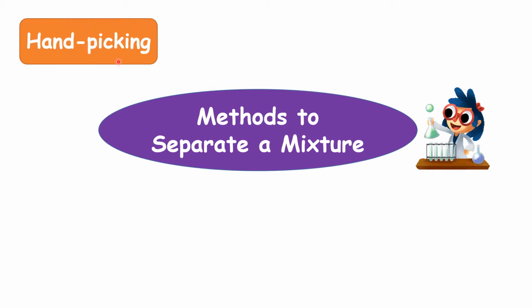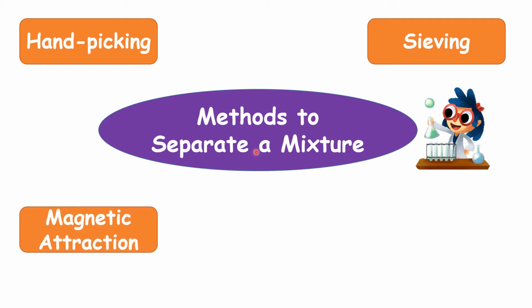Okay, the first one, hand picking. We use a hand picking method to separate 2 big size materials. Maybe we want to separate muruku and nuts. And then sieving method to separate fine size materials and large size materials. Okay, untuk asingkan benda yang besar dengan benda yang kecil. For example, flour and raisins. Okay, tepung dengan kismis. And then number 3, magnetic attraction to separate materials that can be attracted by a magnet.